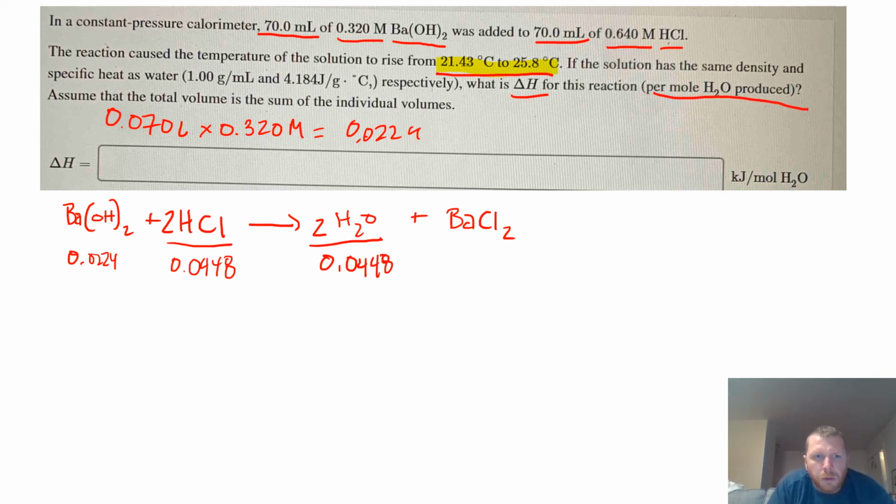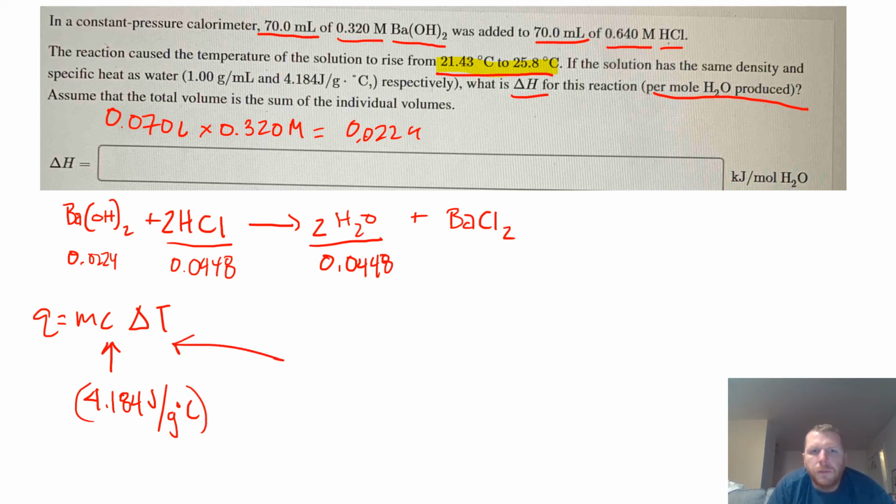Okay, so what I want to do is plug in my equation, Q equals mc delta T. I'm plugging this in because I know some pieces of information already. For instance, do I know my heat capacity? Yes, I do. It is 4.184 joules per gram degree Celsius. Do I know my change in temperature? I absolutely do.